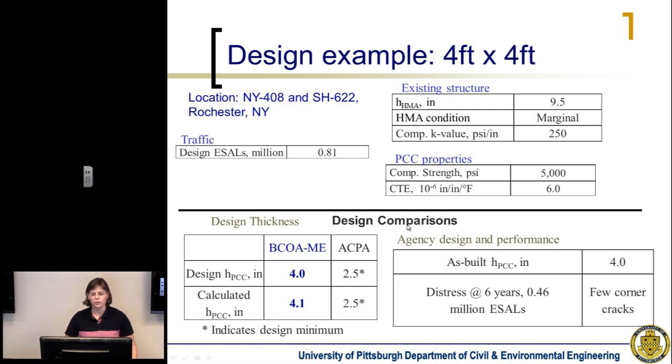Now, with each of these examples, I'll give the actual project definition above the line and below the line, we'll have the design comparisons. And here we'll have the BCOA-ME and the traditional or the older design procedure used prior to the BCOA-ME, and then how the pavement actually performed and what was actually constructed. So the BCOA predicted that you needed a thickness of about 4 inches, the ACPA at 2.5. Again, that's because when this gets high, this gets extremely sensitive, and so it drives that thickness down. So for almost 1 million easels, it's saying you only need about 2.5 inches of concrete.